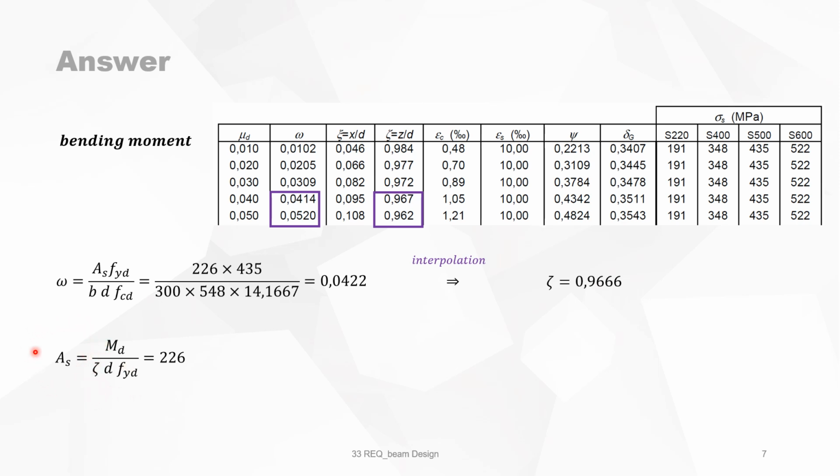But the minimum reinforcement we know, the needed reinforcement, which is 226. But we are now calculating the MD, the bending moment capacity. So MD is 226 times the lever arm 548 times the yield stress of the reinforcement times the lever arm coefficient. And to put it in the right units, it's times 10 to the power minus 6. So the bending moment capacity is 52 kilonewton meter.